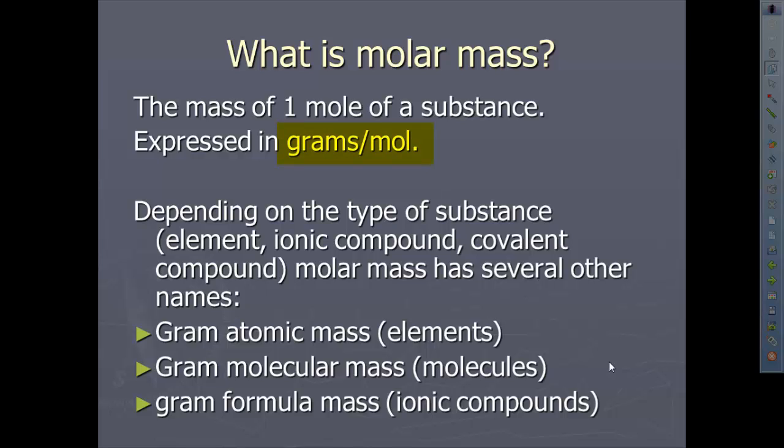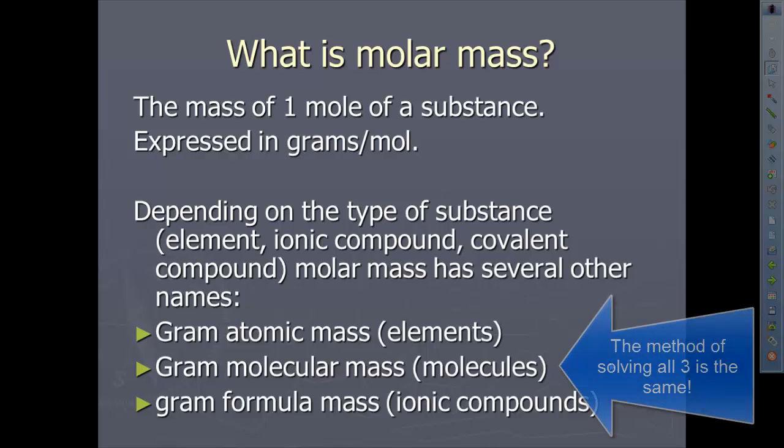Also pretty straightforward. I don't want you to be tricked though, because molar mass has several names depending on the type of compound you're looking at. If you're finding the mass of an element, it's called gram atomic mass. If you're using a covalent molecule, it might be gram molecular mass. And if it's an ionic compound, it could be called gram formula mass. But all of those names really mean the same thing. It's all molar mass, and the problems are going to be worked the same way.